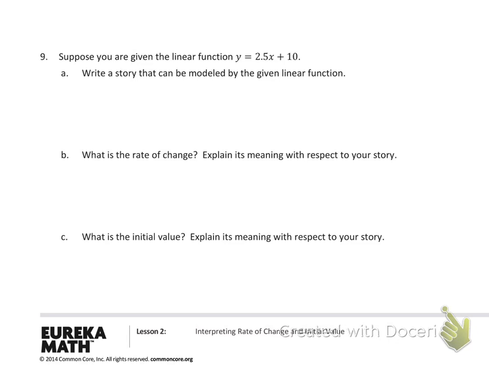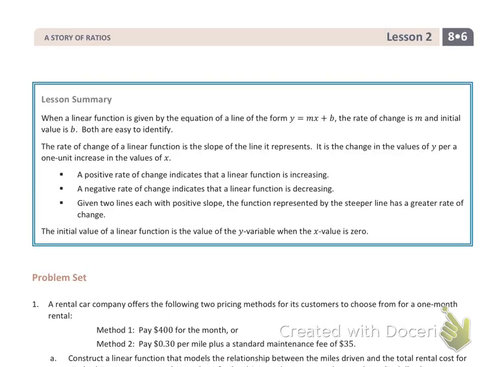Okay, so for number 9, again, you're given a linear function and you're asked to write the story, identify the rate of change and the initial value, and explain its meaning with respect to your story. So, of course, there could be lots of different things that this could be. So you can play with that, and please share it with somebody so they can see if it makes sense to them. All right, so what did we learn today?